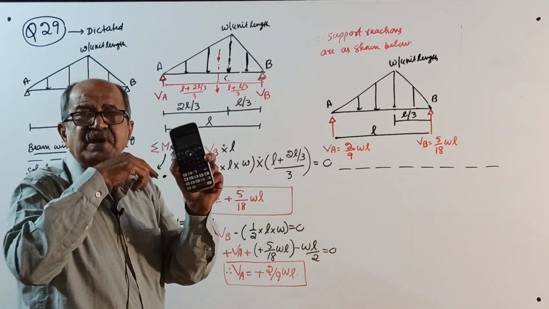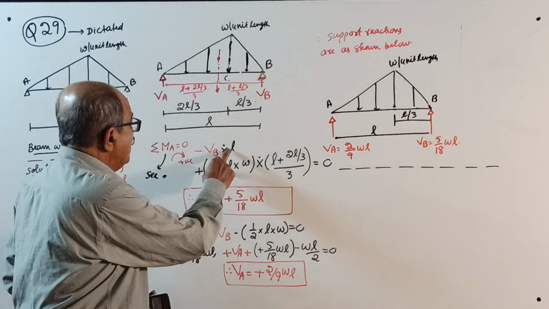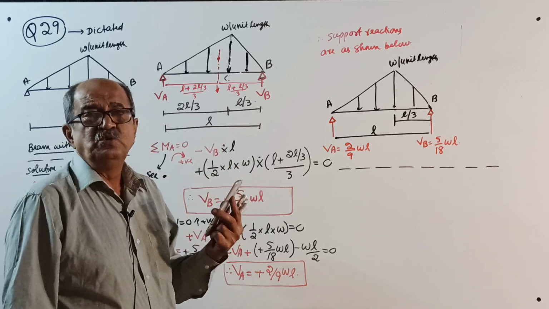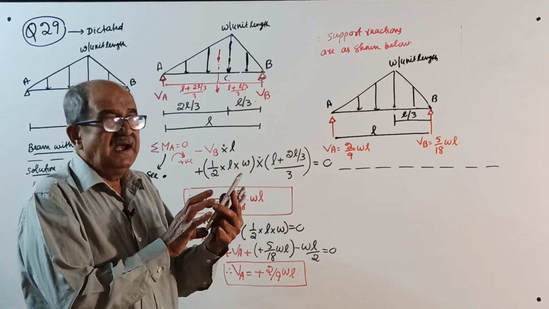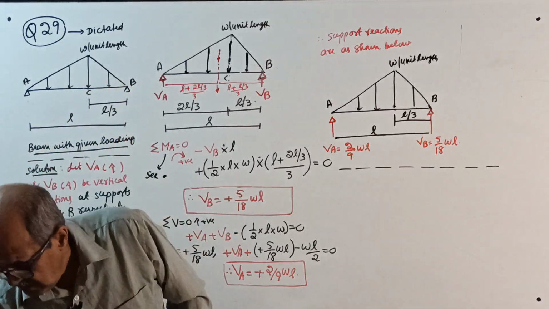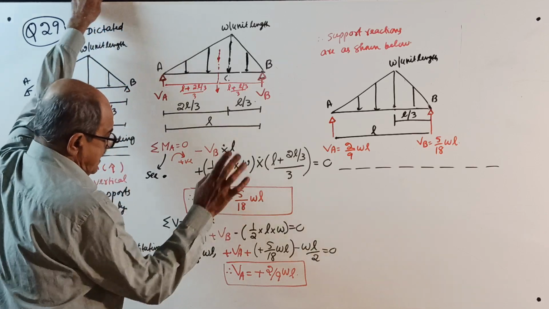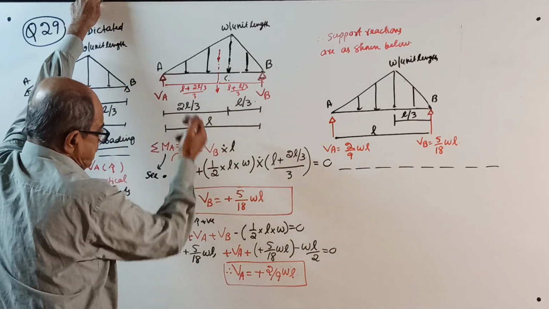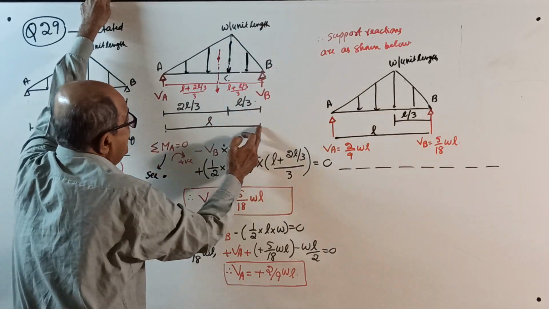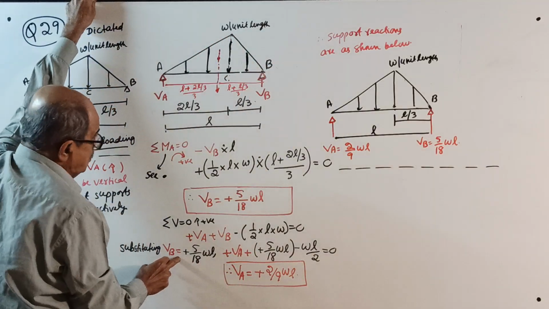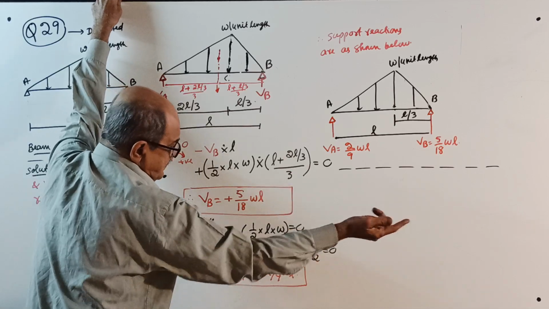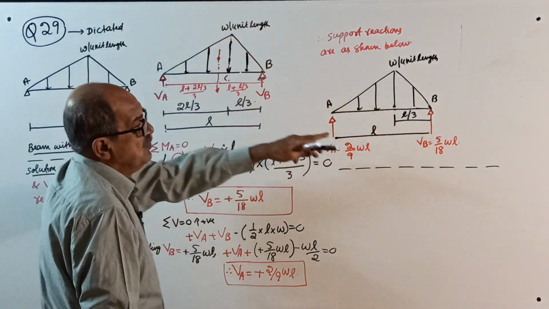So VB equals, that side becomes positive, whatever number came, divided by L, so WL square will become WL. But usually in such questions, you should not write 0.2777 like that. You have to use the calculator to get it directly in something by something format. That is 5 by 18 WL. Okay. Sigma V equal to 0, take upward positive: plus VA plus VB minus the total load, half into L into W, equal to 0. Substitute VB equal to 5 by 18 WL and simplify. WL by 2 is positive on that side, this will become negative, and 2 by 9 WL will come over.